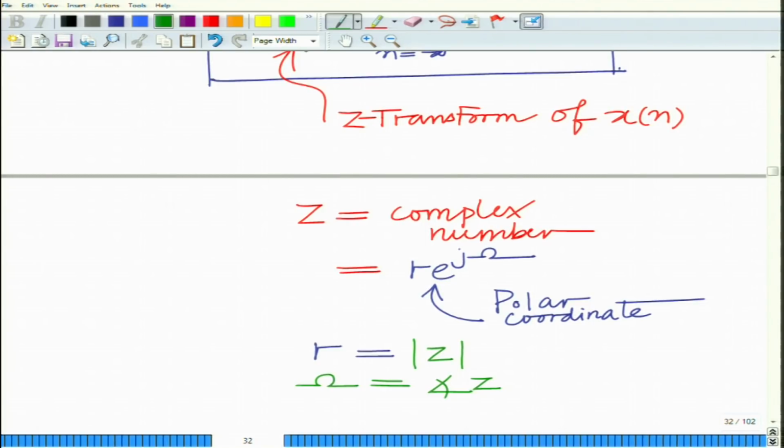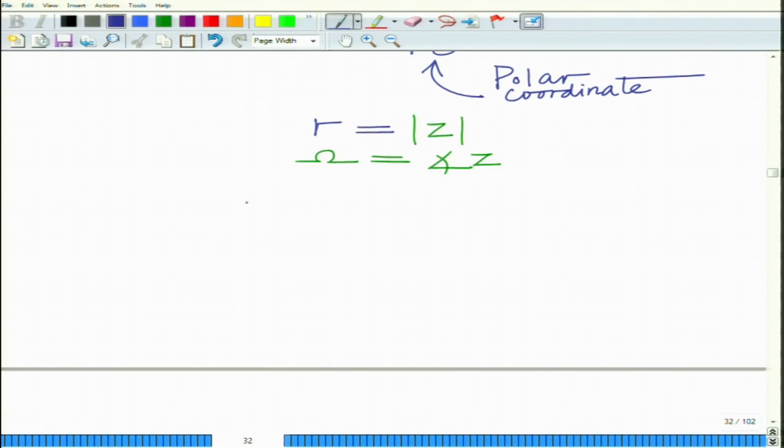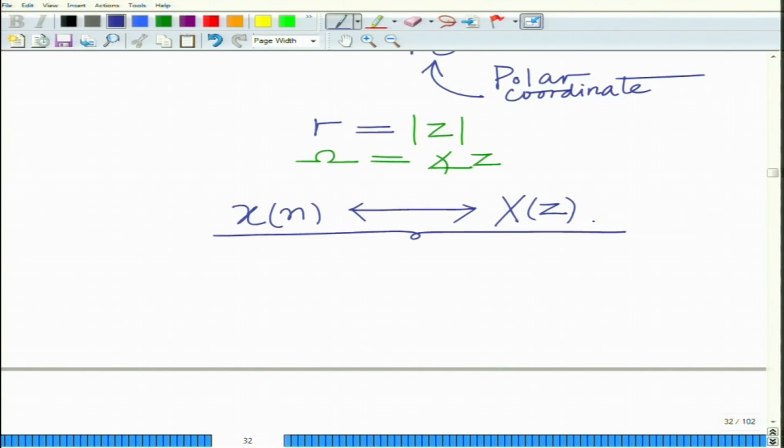All right. So this is the Z transform, which is used to represent and analyze discrete time signals and systems. The Z transform of the signal x[n] is given by summation n equals minus infinity to infinity x[n] z raised to the power of minus n, where z is a complex number. And x[n] and X(z) form a Z transform pair.